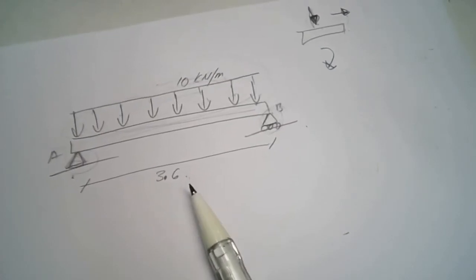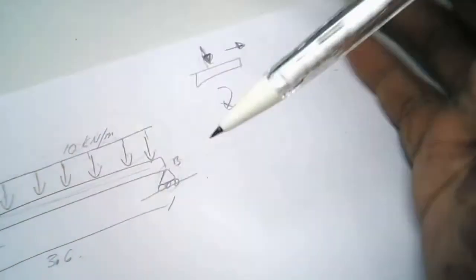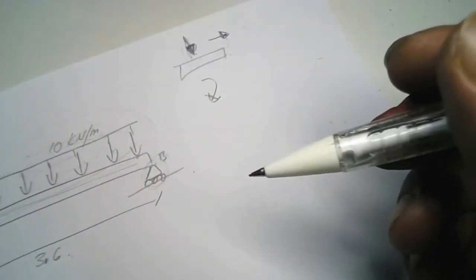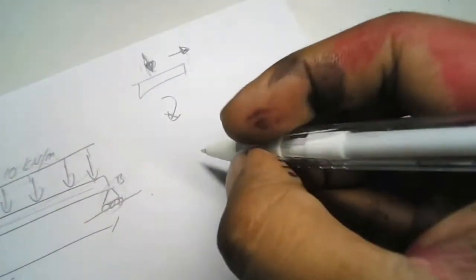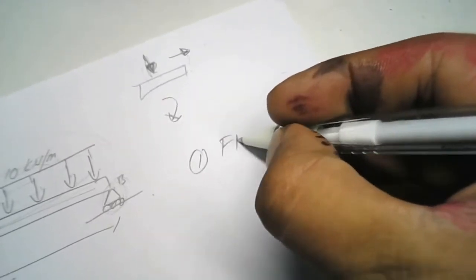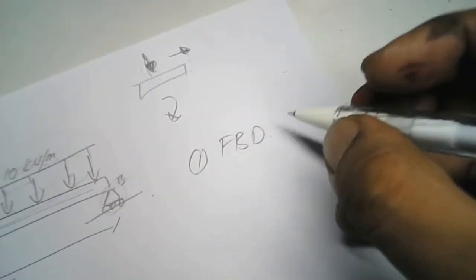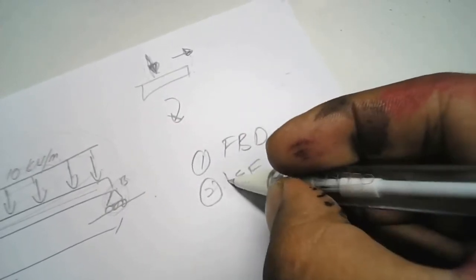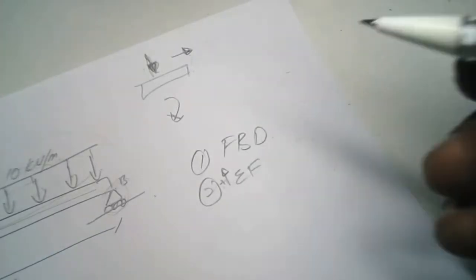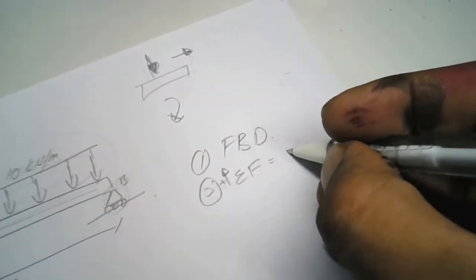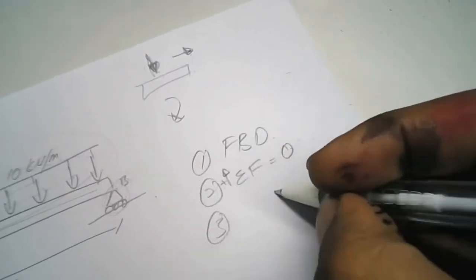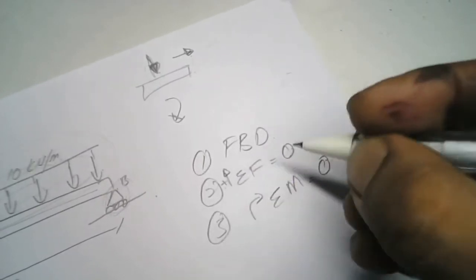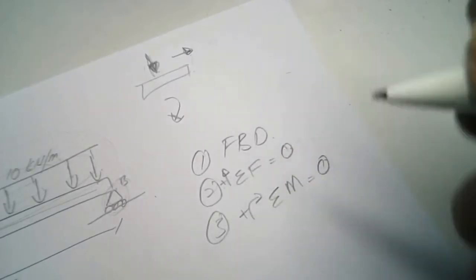Before we start anything, you have to remember our three main steps, just like what I shared in the first session. The first one is FBD; you have to draw the FBD. The second one is summation of F equal to 0, where I declare upward is positive. And the third one is summation of M equal to 0, with clockwise as positive.